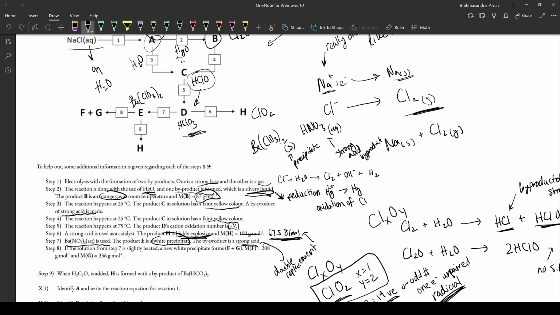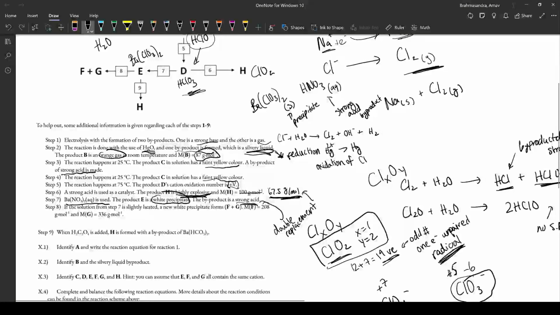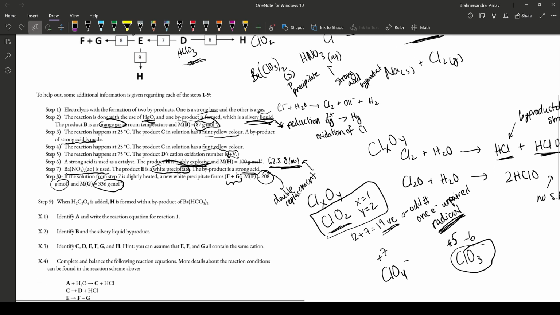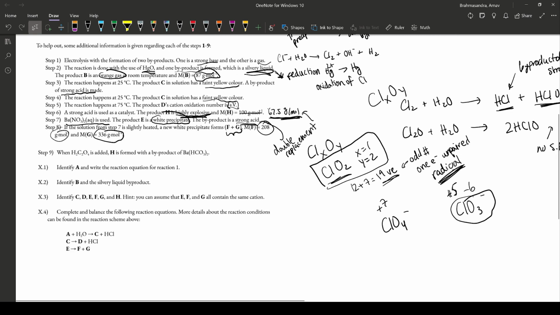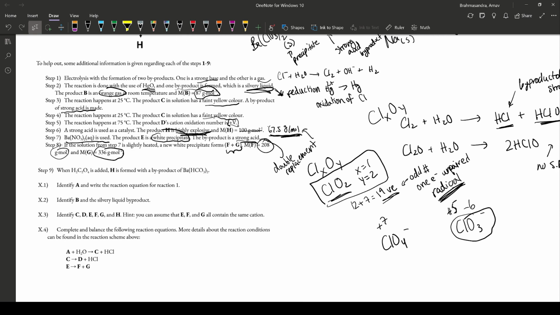And now let's look at step 8. If the solution from step 7 is heated slightly, a new white precipitate forms, F plus G. So we have two compounds that are forming. The molar mass of F is 208 grams per mole, and the molar mass of G is 336 grams per mole. And again, you want to do that sort of molar mass check that we've been doing before.